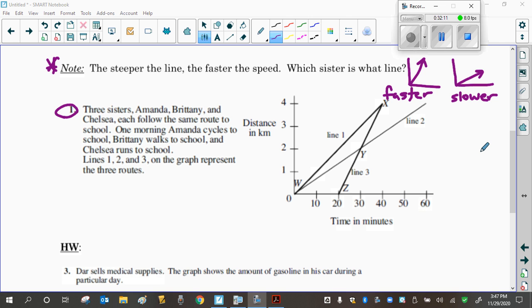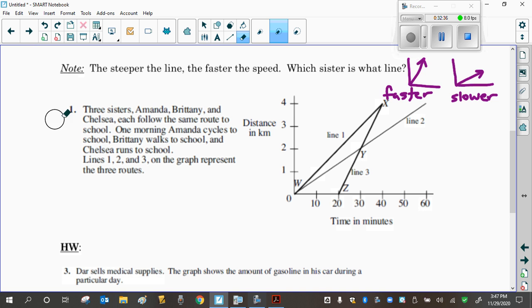Hey guys, I'm going to get you to actually write down what I wrote down there for the examples on a faster speed and a slower speed. The steeper it is, the faster you are. Write that down and then we'll talk about A, B, C and who is faster and who is the slowest and who is the medium.